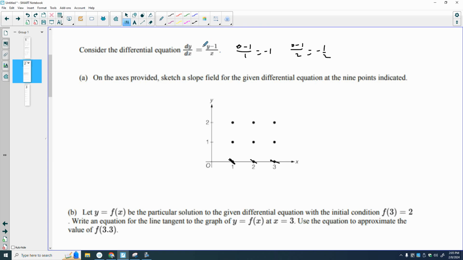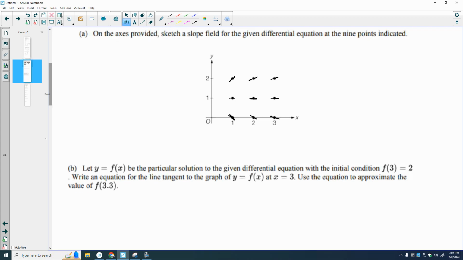Okay. When y is 1, 1 minus 1 is 0. So everywhere along these points where y is 1, my slope is 0. Okay. When y is 2, we have 2 minus 1 over 1, which is 1. So I have a positive 1 slope now. Now we have 2 minus 1 over 2. So we have a positive 1/2. And then a positive 1/3. Notice it's very similar to the other one we had, but just switched. These were negative and these are positive. Okay, that's it.